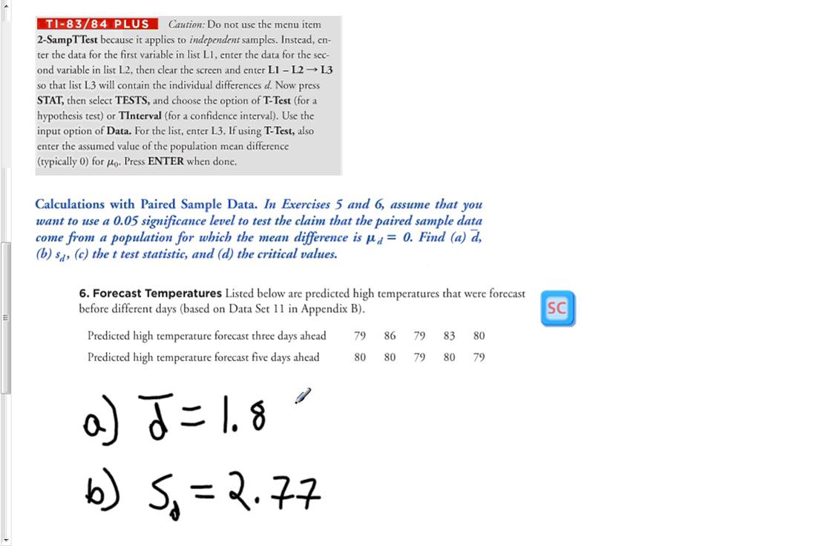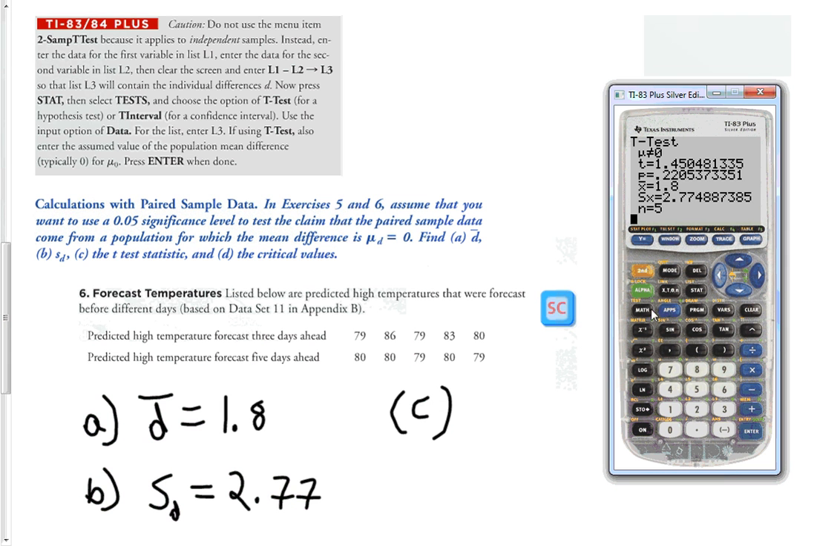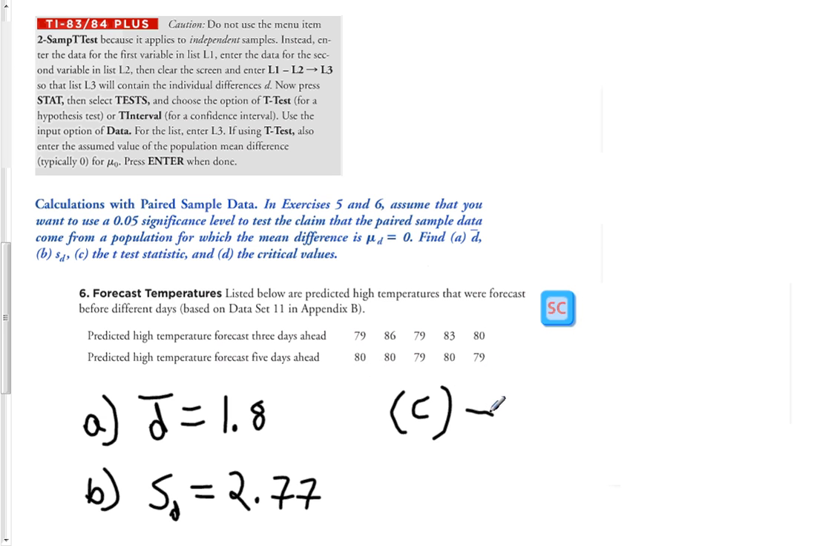And C, the test statistic. The test statistic is the t-score that was given up there, and that t is 1.450. So 1.450 is our test statistic. T is equal to 1.450. And the only other thing that would be left would be the critical values.